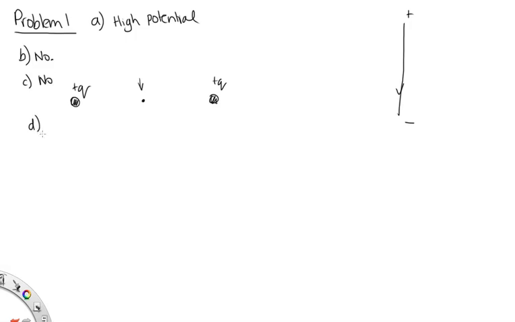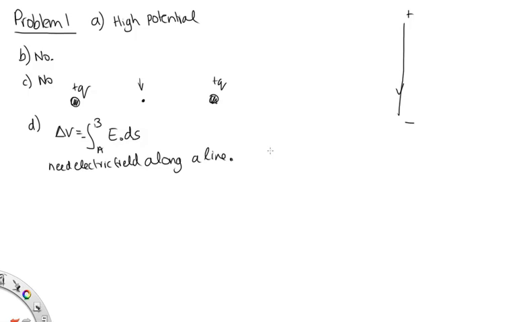Part D says if you know E at a given point, can you calculate V at that point, and if not, what further information do you need? Well, the potential difference between 2 points is given by the integral between them of E dot ds. We've got a negative sign at the front. So to work out the potential at a point, what you need to know is the electric field along a line. So you need to be able to integrate this along some line ds. You'll also need to know the potential at one point. Generally we say at an infinite distance the potential is given by 0.